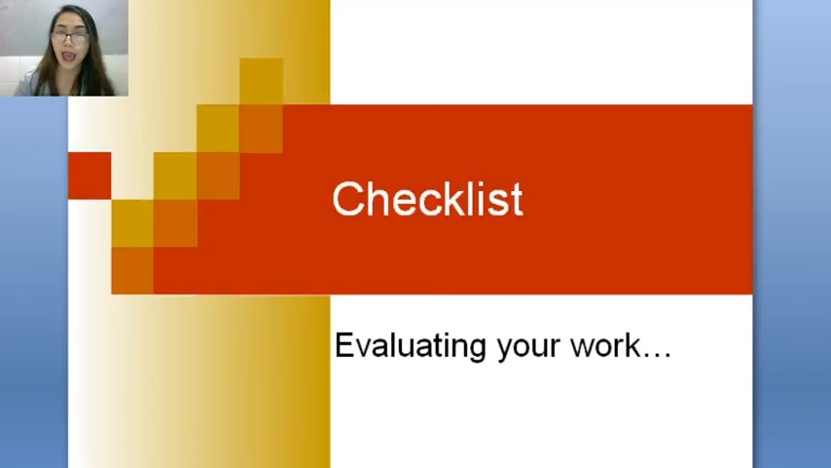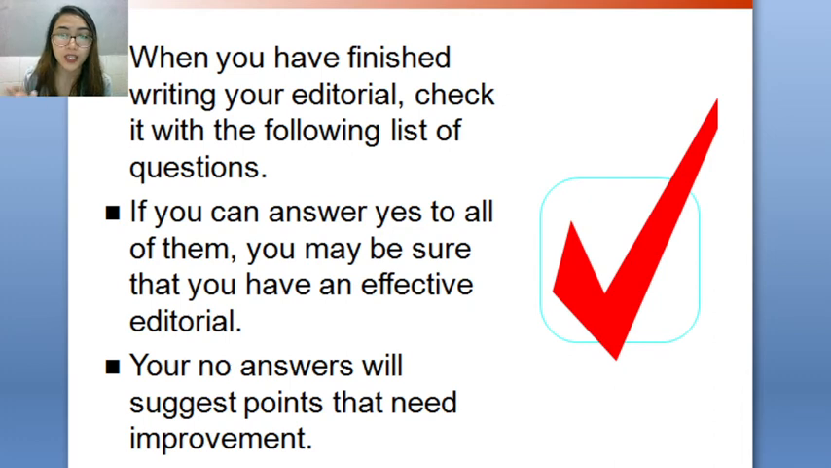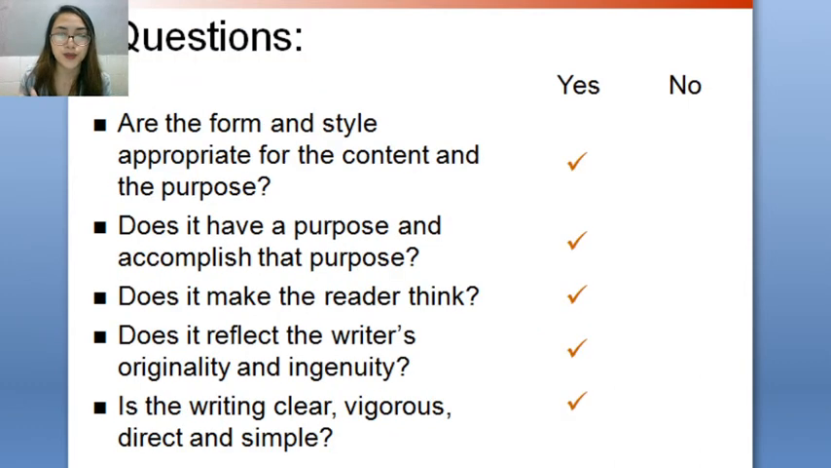Okay guys, after you write ng editorial, no, you have this checklist to evaluate your work. I hope na i-apply din ninyo ito pagkatapos yung gawin yung activity nyo. When you have finished writing an editorial, check it with the following list of questions. If you can answer yes to all of them, you may be sure that you have an effective editorial. Your no answers will suggest points that need improvement. So, let's take a look. Sana magamit nyo to at sana yes na lahat yung magiging sagot ng mga questions nyo para makita nyo talaga na effective yung ginawa nyong editorial writing.